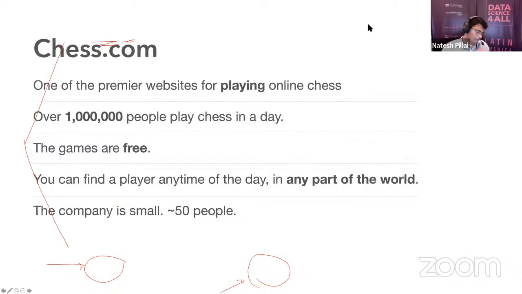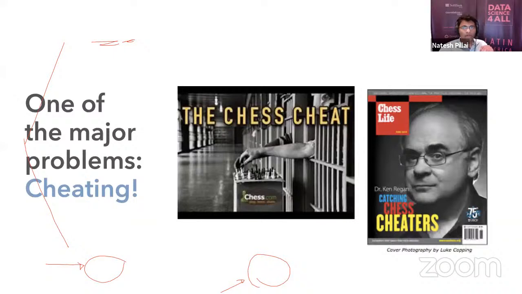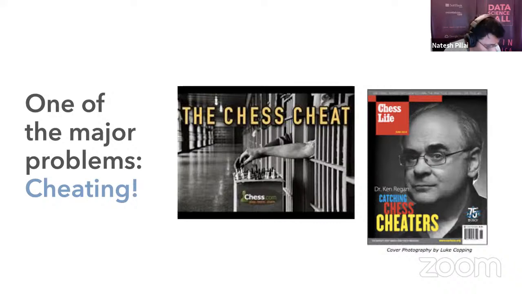So what is the problem? One of the major problems in chess is cheating. Like cheating? Say what? Yeah, I already told you there is no money in this game, right? Especially this is on a website and people play each other.